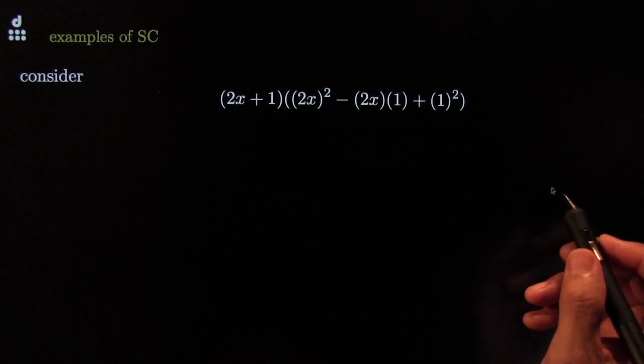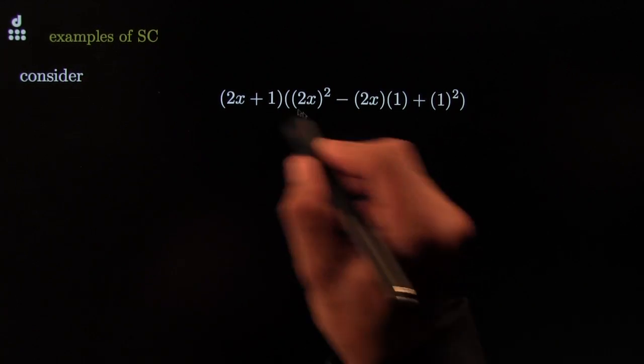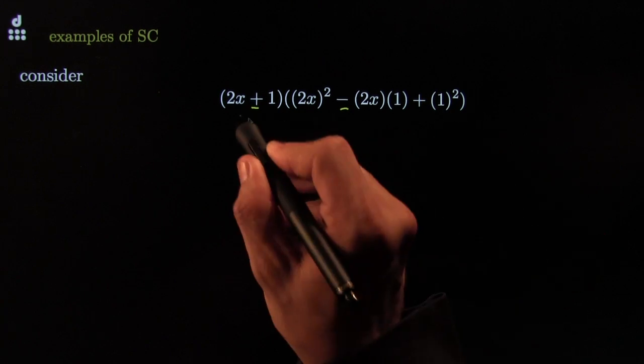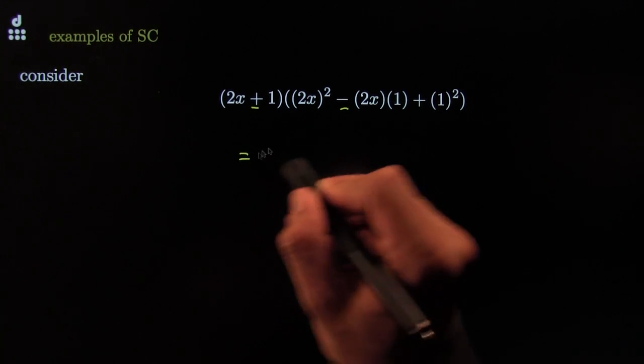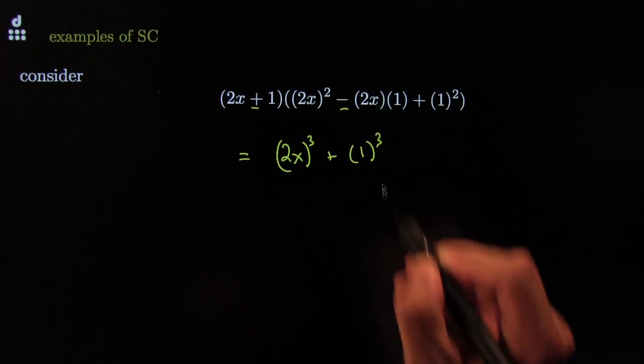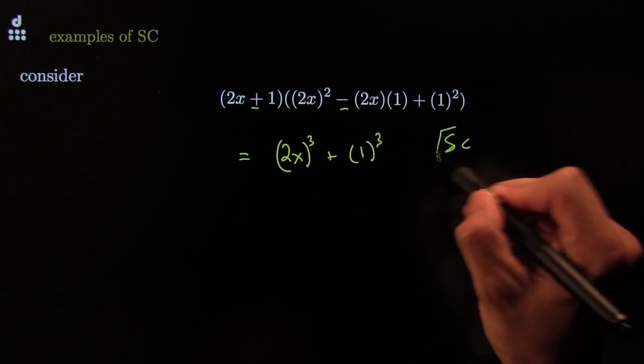Okay. Same thing with 2, so it doesn't matter. So this is the plus, this is the minus, the number of 2x's decreases, the number of 1's increase, and you have the 2x and the 1 out here. So it must be 2x to the third plus 1 to the third by sum of cubes. Okay?